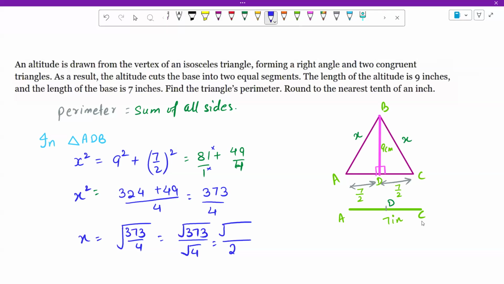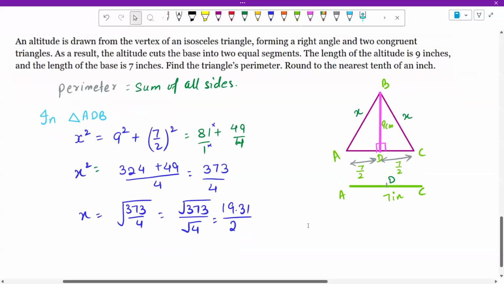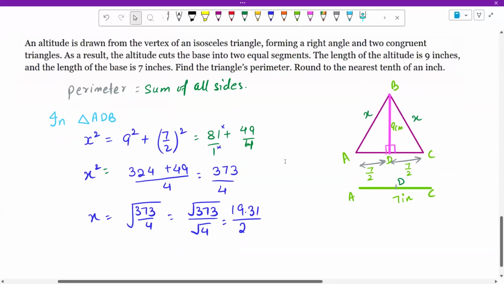How much is it going to be? 19.31. Great, 19.31. So it's not a perfect square. That's why the questions are given in this format, because you're allowed calculators. Okay, so we got the x value and we have to divide it by 2 also.